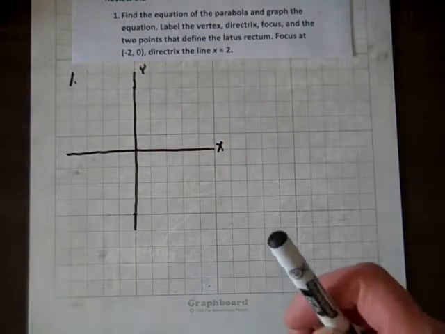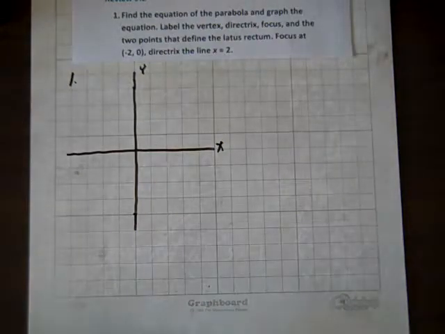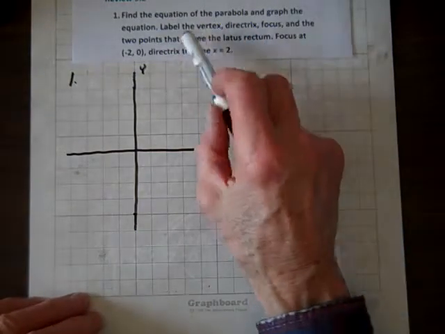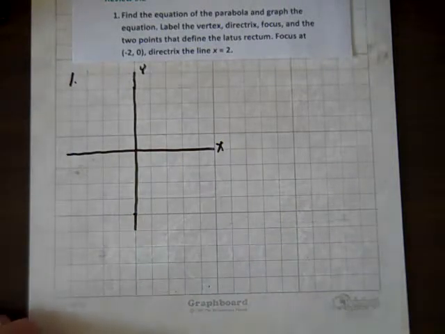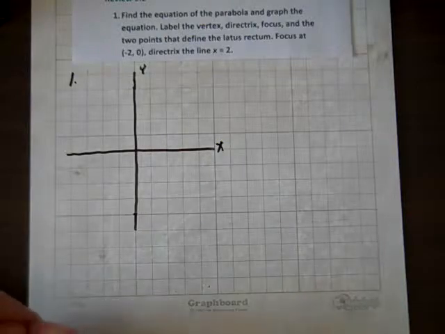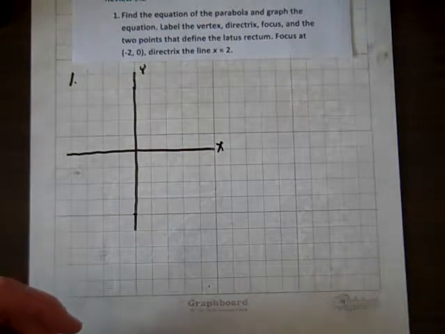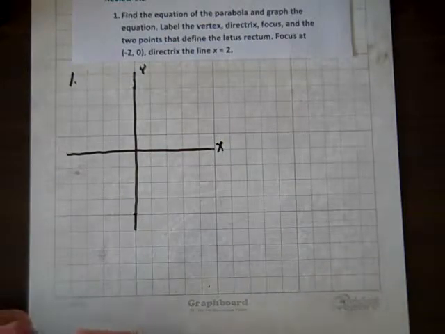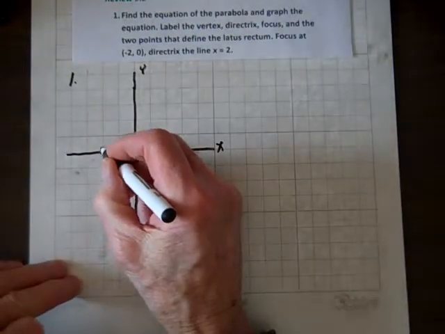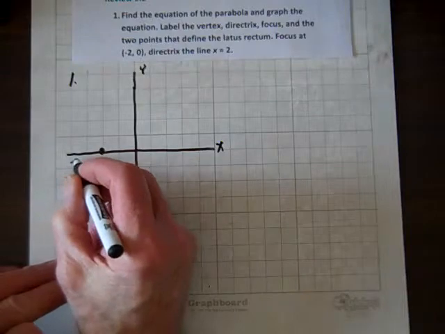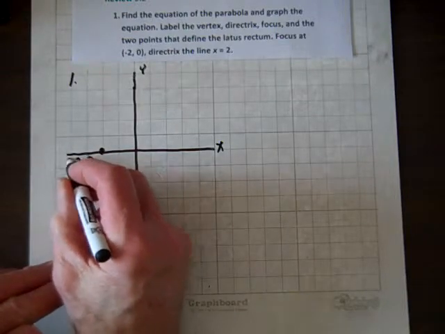Well, now we're doing the review for 9.2, and it says find the equation of a parabola and graph the equation, label the vertex, directrix, focus, and 2 points that define the latus rectum. And the focus is at -2, 0. So here's the focus, -2, 0.